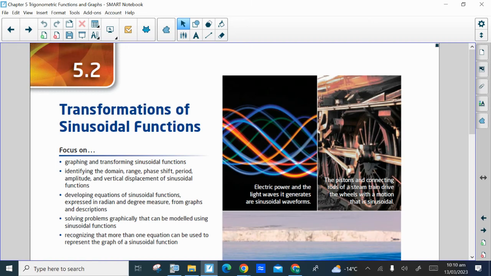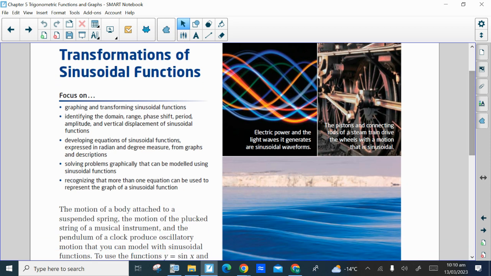We're going to talk about transformations of sinusoidal functions. We'll graph and transform sinusoidal functions, but we'll always be starting with that base graph, the base graph for sine and the base graph for cosine. We'll be starting with those, and then we'll be involving the same principles that we've looked at for transforming all other functions that we've done before.